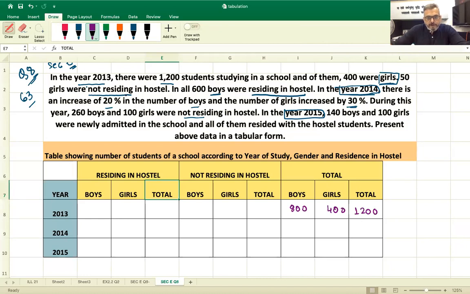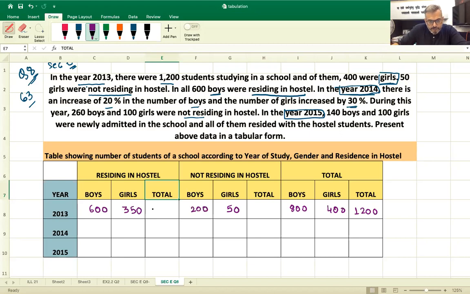50 girls were not residing in hostel. So ये 400 में से 50 girls are not residing. So how many girls are residing? 350. In all, 600 boys were residing in hostel. So boys जो hostel में रह रहे हैं वो है 600. तो 800 में से 600 are in hostel. So 200 are not in hostel.